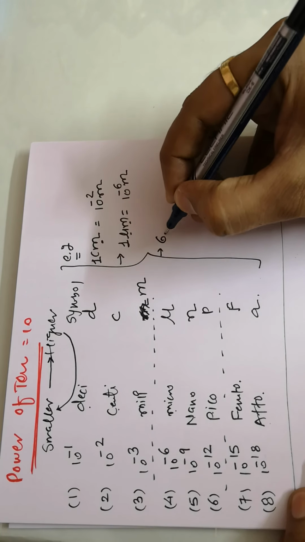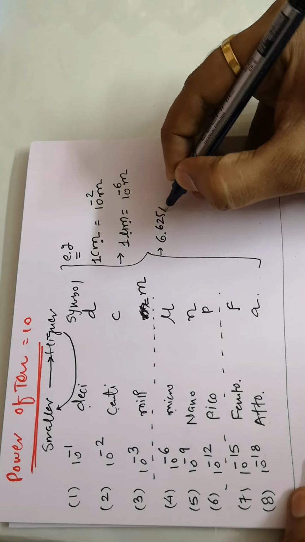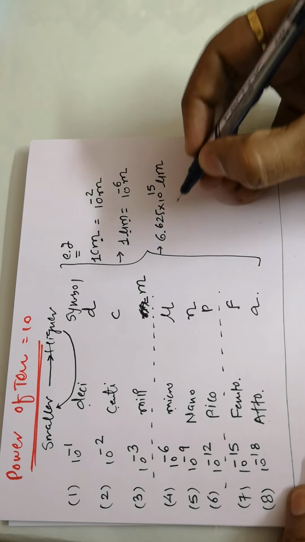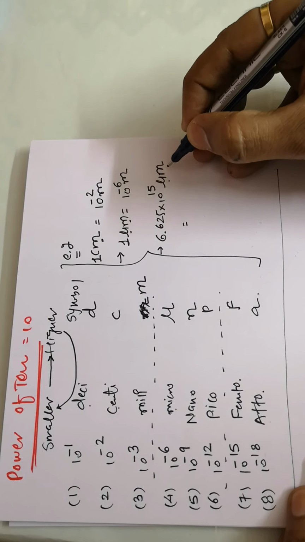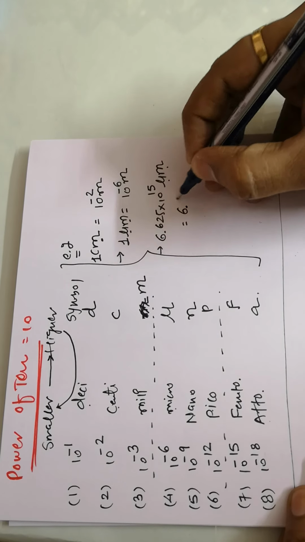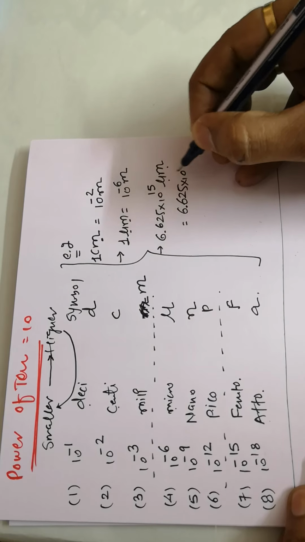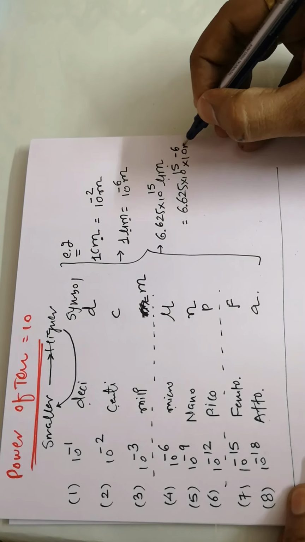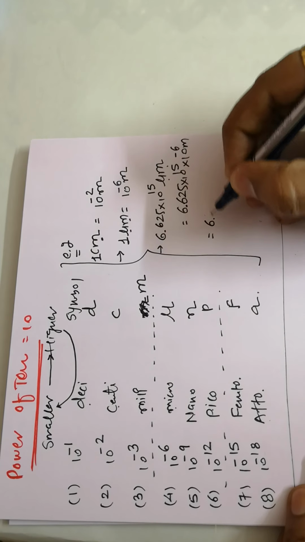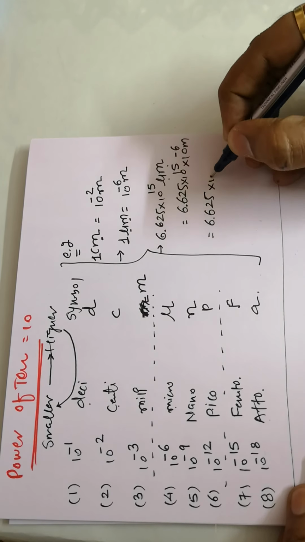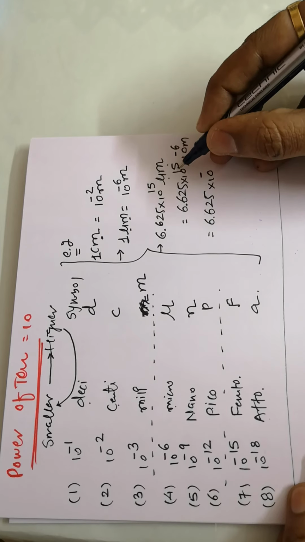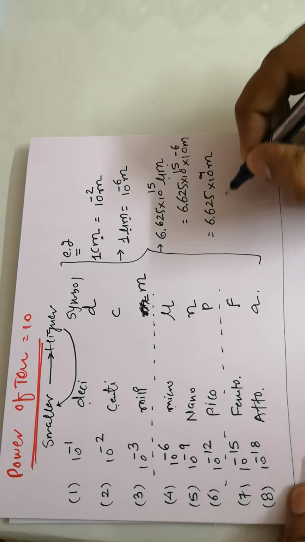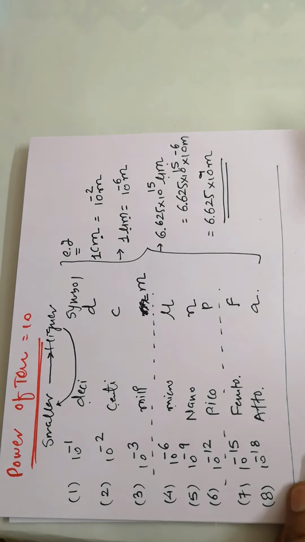Let's say I have 6.625 cross 10 to the power 15 micrometers, and I want to convert this micro into normal meters. So 6.625 times 10 to the power 15, with micro meaning 10 to the power minus 6 and the unit meter. You can play with the numbers: 15 plus minus 6 gives plus 9 meters. So this is how it has been converted.